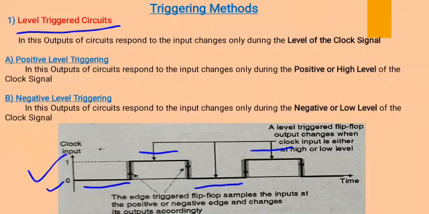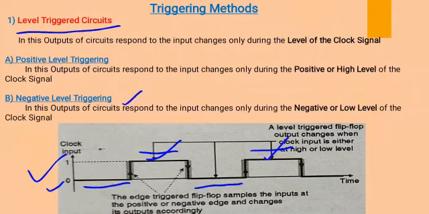Now there are two types of level triggering. First one is positive level triggering. In this, the output of the circuit responds to the input changes only during the positive or high level of the clock signal. Means the output is going to change with respect to the positive level, that is with respect to the high level of the clock signal in the positive level triggering.